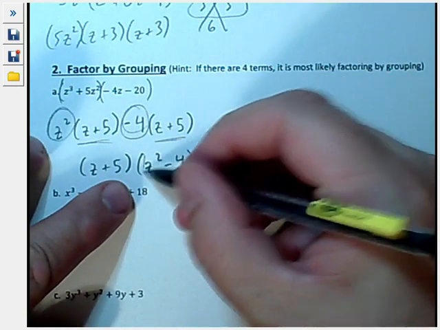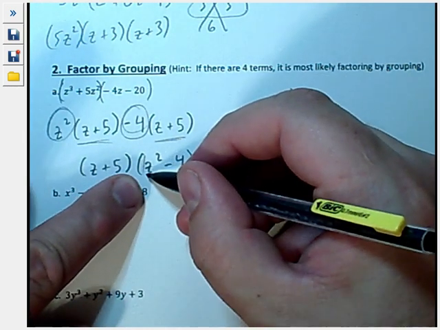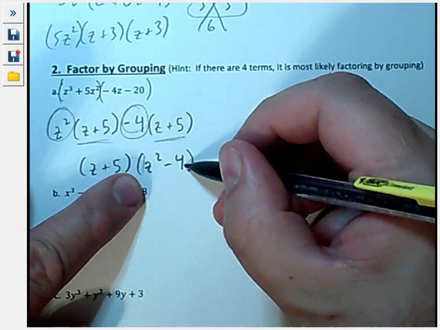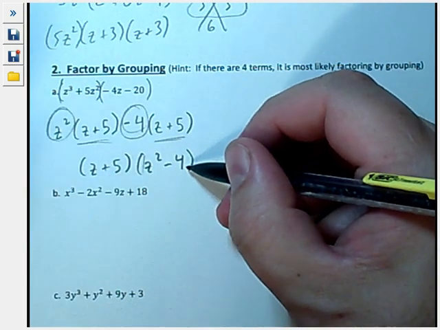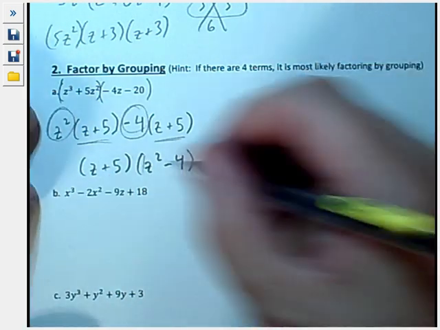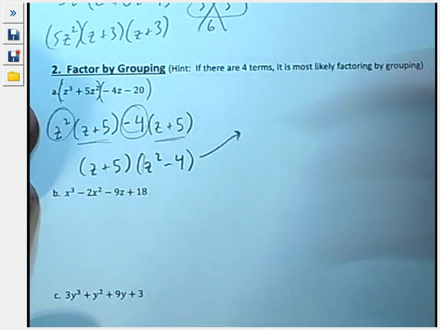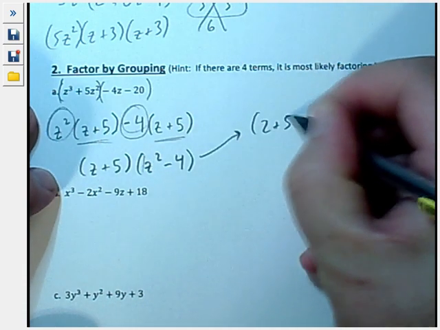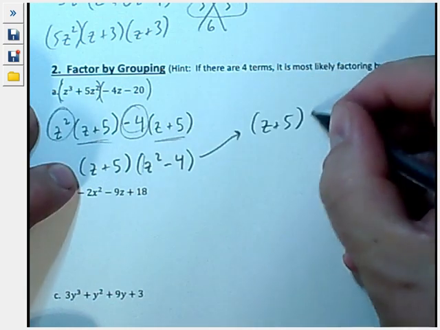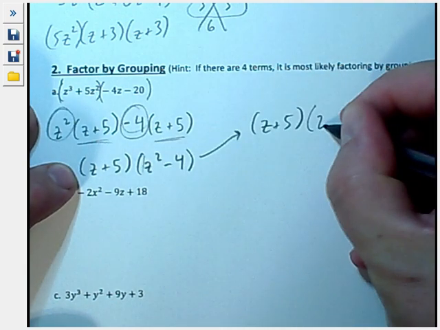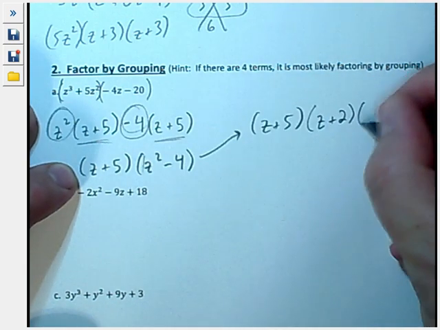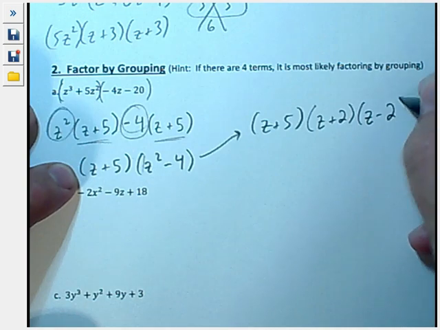This is 1 right here. Okay, 1 times 1 will give us 1, and this is 4. That's a perfect square because 2 times 2 would give us 4. So this can actually be broken down further. Okay, we've got z plus 5 right here, and this can break down into z plus 2 and z minus 2.